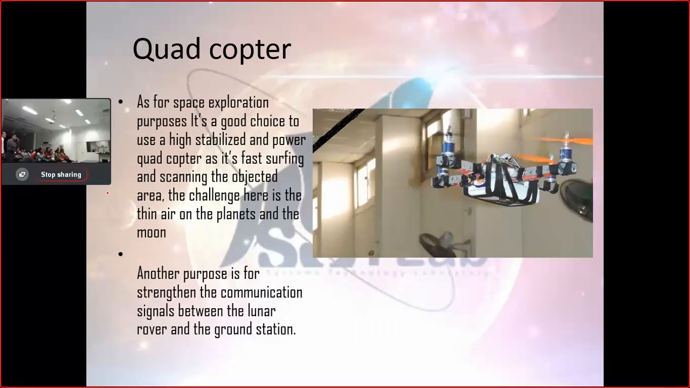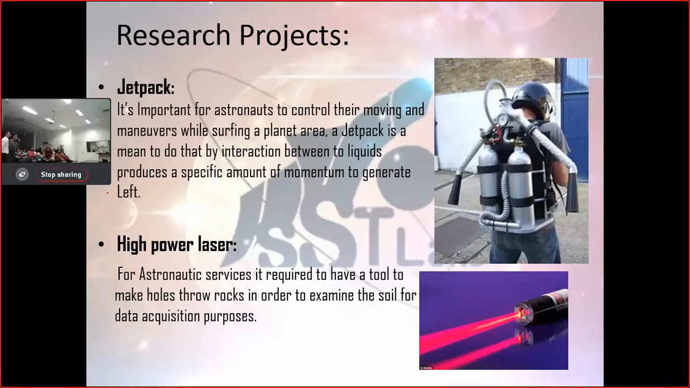We have a quadcopter with 4 rotor engines or motors, electrical motors. It's called a volleyball quadcopter. We have some research projects like a jetpack and a high power laser, which is used to examine the soil for data acquisition purposes.